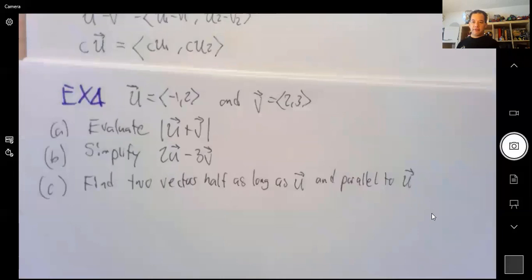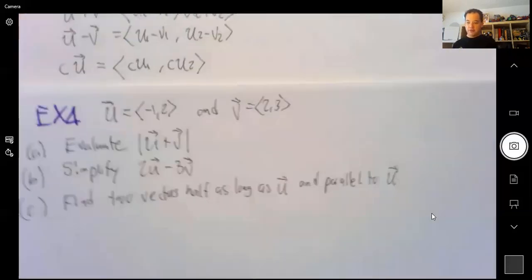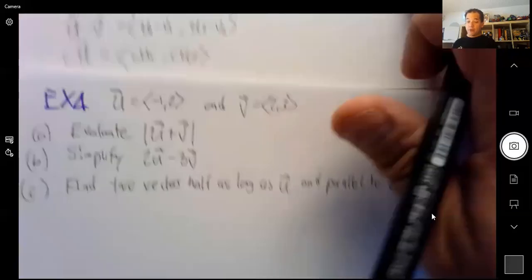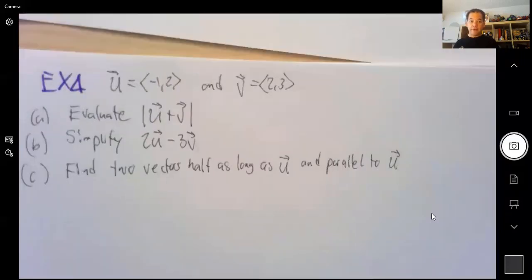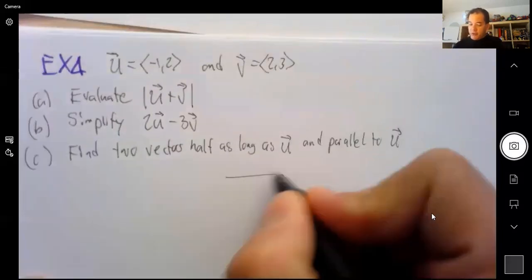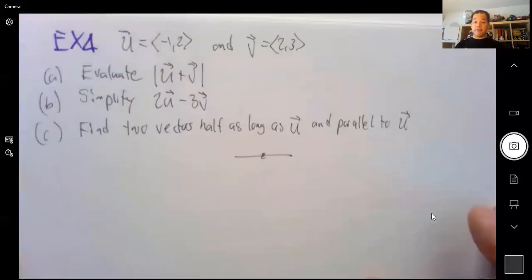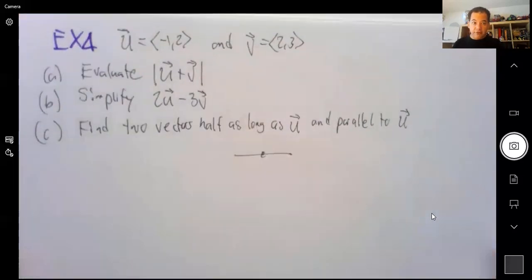So this time around, we're gonna try to answer these questions with the new way we learned, right? So operating, figuring out the components. Okay, so let's go. Start with the first. How do we get the magnitude of u plus v? Well, first let's get u plus v. So what is u plus v?